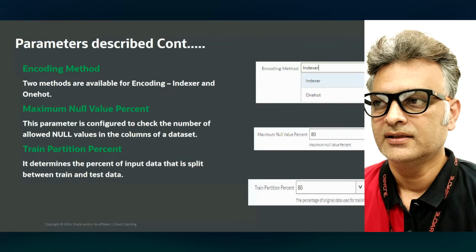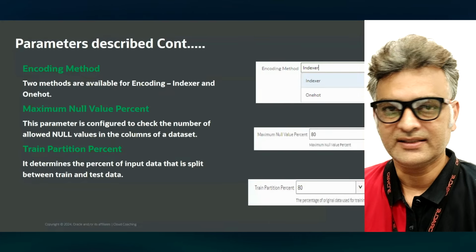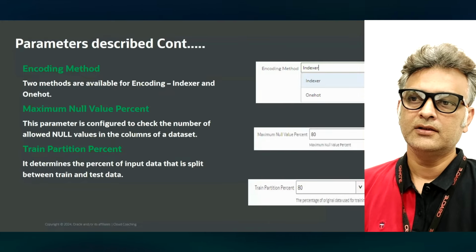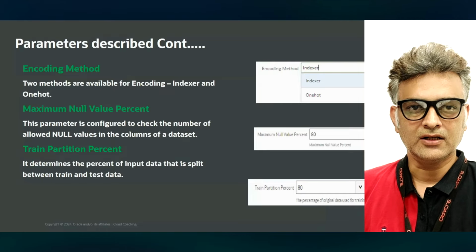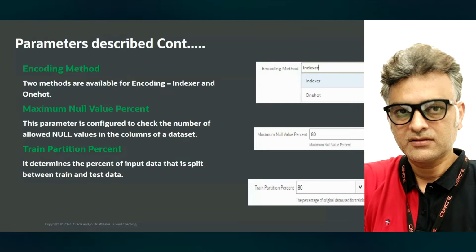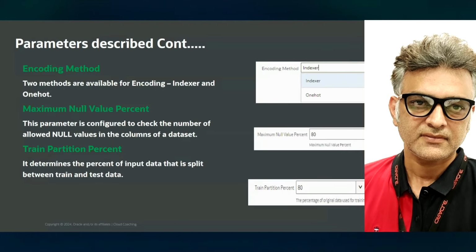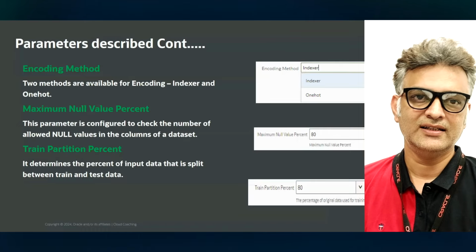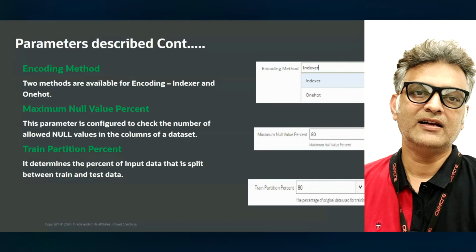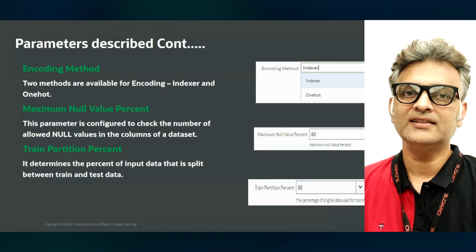Moving ahead, the next parameter is encoding method. For encoding method, two options are available: indexer and one hot. But before getting into the details of each of these options, why is encoding needed? Encoding is needed because most machine learning algorithms work very well with numbers, not so much with text.